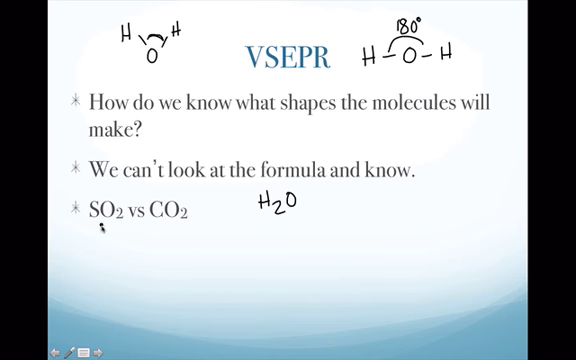So another example is SO2. These would not look the same if you were to draw them. Let's do carbon dioxide, which actually looks like this. There is 180 degrees between them. And then the sulfur dioxide looks like this. So they're bent down at an angle, and we want to know, how can you predict what these molecules are going to look like when they go together?